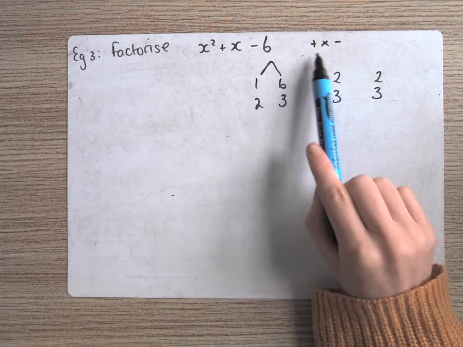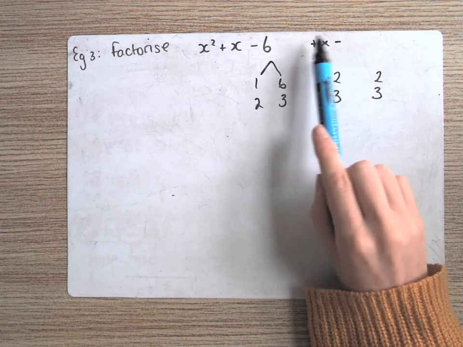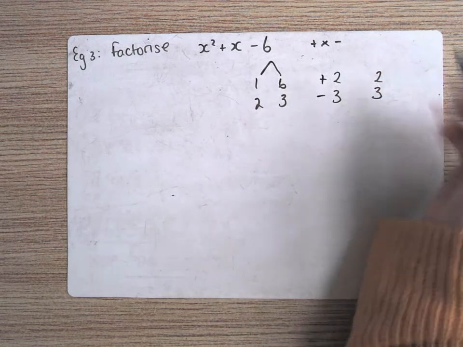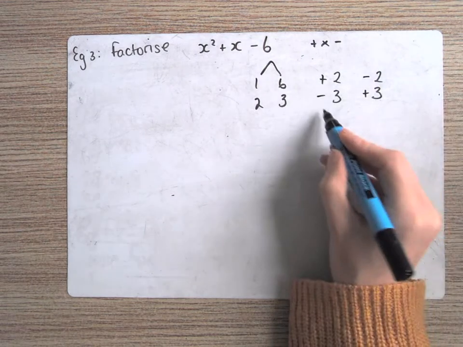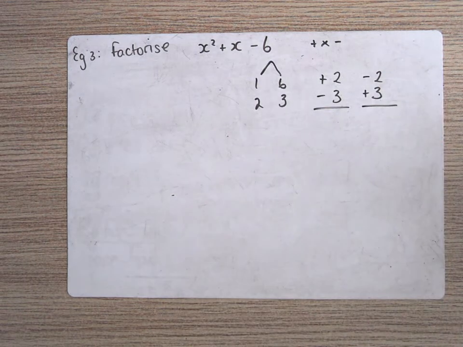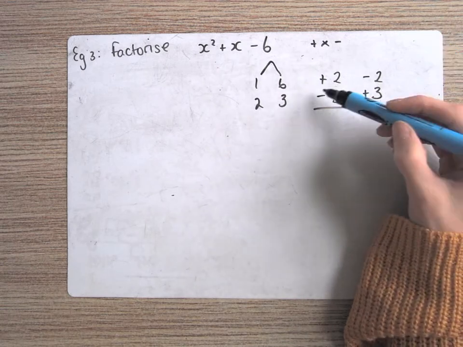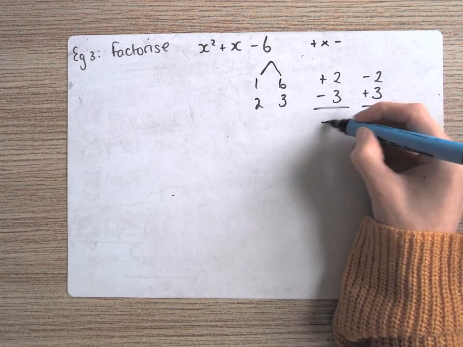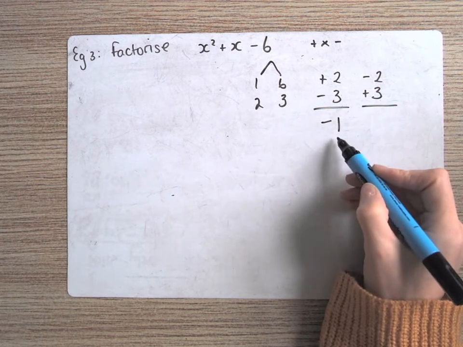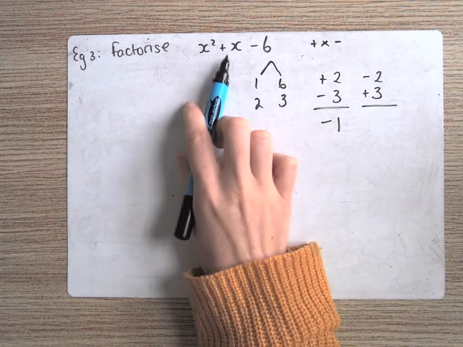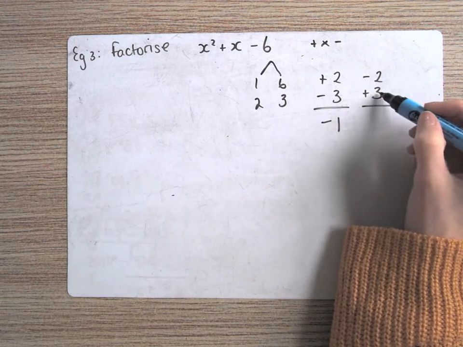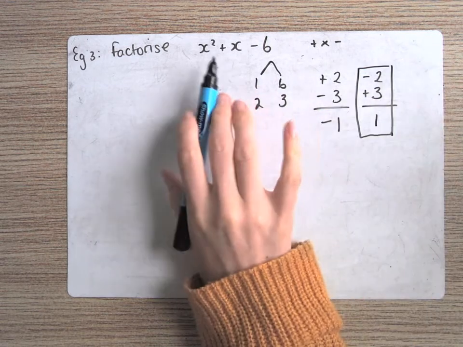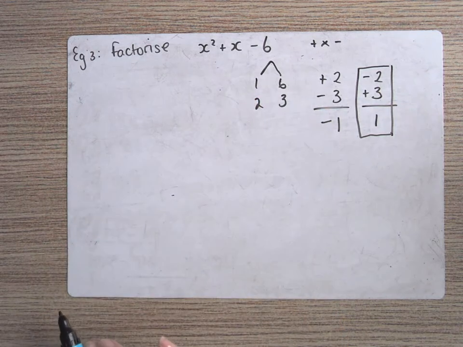So this is my signs. One's a plus and one's a minus, and I know that from this. So let's try this one a plus, this one a minus, and then this one a minus, this one a plus. Minus 3 plus 2, what's that answer? Minus 1. Am I looking for minus 1? No, I'm looking for plus 1. So minus 2 plus 3: 3 take 2, 1. That's what I want.